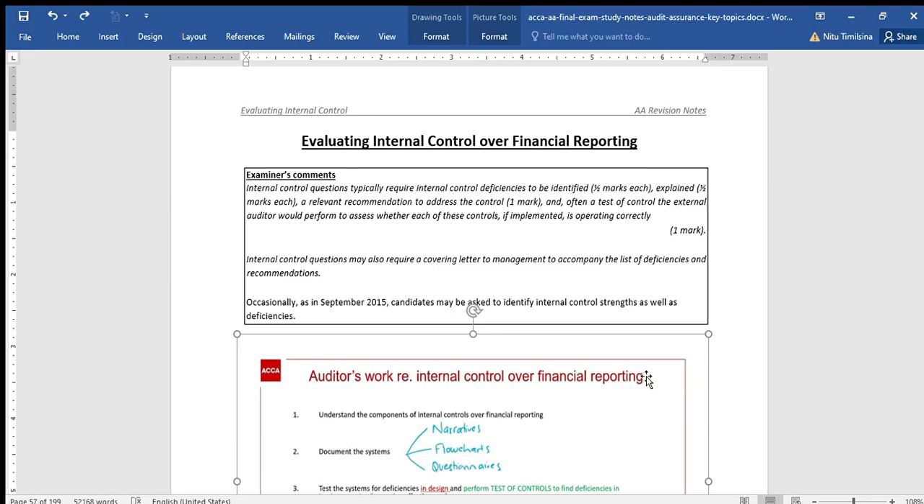Internal control questions may also require a covering letter to management to accompany the list of deficiencies and recommendations. Occasionally, as in September 2015, candidates may be asked to identify internal control strengths as well as deficiencies.